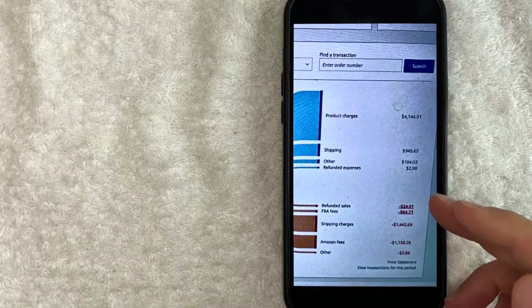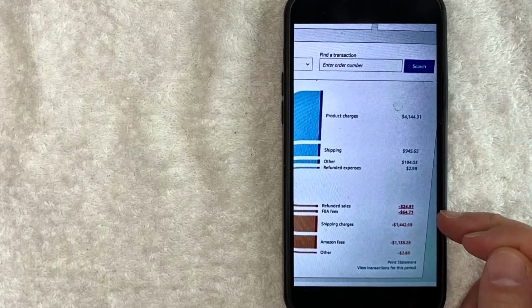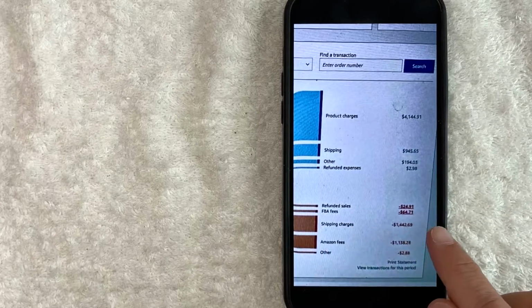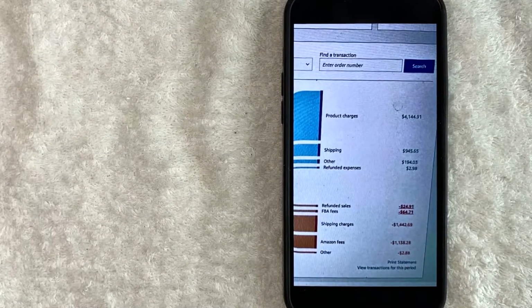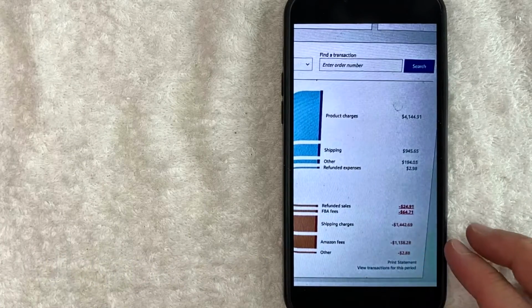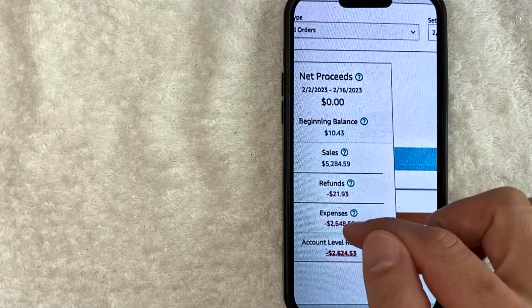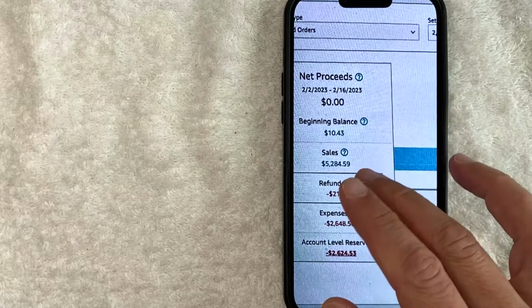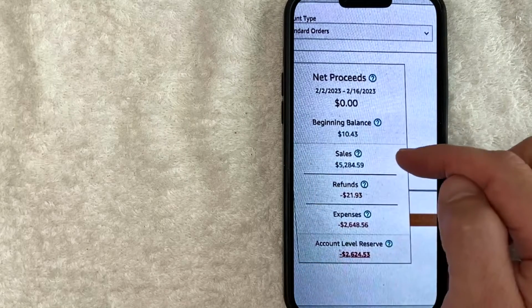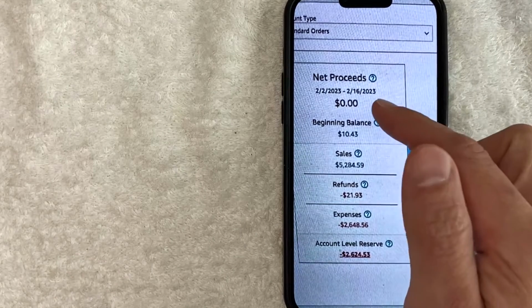But you can see down here where the fees went. So refunded sales, $24.91. That's somebody who returned an item. FBA fees, $64.71. Shipping charges, $1,442. And Amazon fees, $1,138. And then other fees, $2.88. So if you scroll back over, it is pretty easy to read because it's in blue and red. So you can see the refunds, $21.93. Expenses, $26.48. So all they're doing is taking your total sales and then subtracting these red expenses, and then what's left over for you is usually going to be your net proceeds.